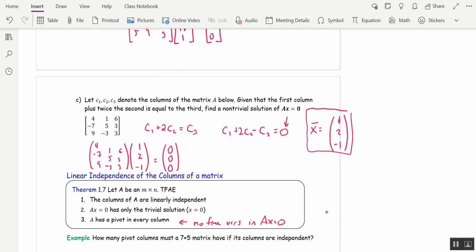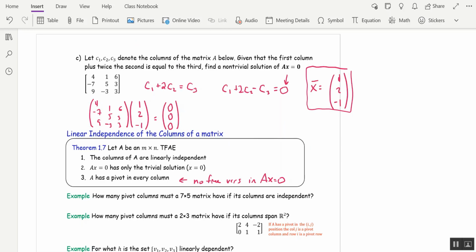Now, we've got a lot of information about pivots. So at the end of these lecture notes, I have a summary of the important facts regarding pivots. So we'll talk about that when we get there. How many pivot columns must a 5 by 7 matrix have if the columns are linearly independent? Well, according to this theorem, 5. There are 5 columns. We need a pivot in every column.